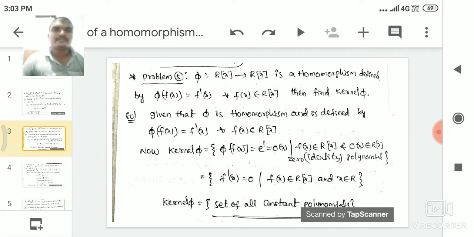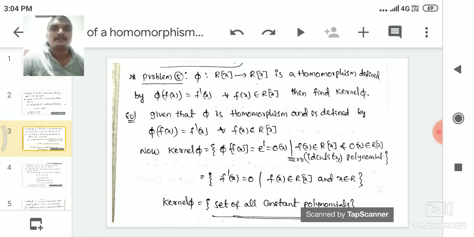First, what is given here? Pi is a mapping from R of x to R of x, a homomorphism defined by pi of f of x is equal to f dash of x for every f of x belongs to R of x. Now we write the definition of kernel of a homomorphism. That is, kernel pi is equal to the set of all x values such that pi of x is equal to E dash.